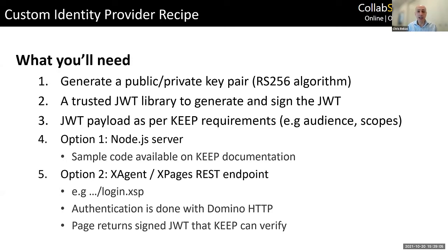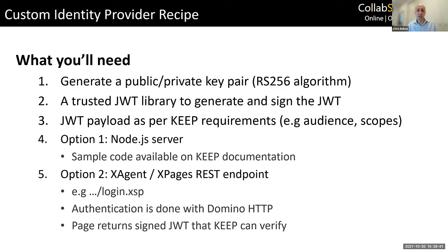And you need, again, a good library to be able to generate and sign the JWT. And you need the payload of the JSON Web Token to be as per the requirements that Graham was showing earlier. For example, the audience needs to be set to Domino, scopes, and so on. So you've got a couple of options here. You can roll your own Node.js server, for example, that your front end then does the authentication with, and that server will then generate the JWT, which can then be used to authorize requests with Keep.